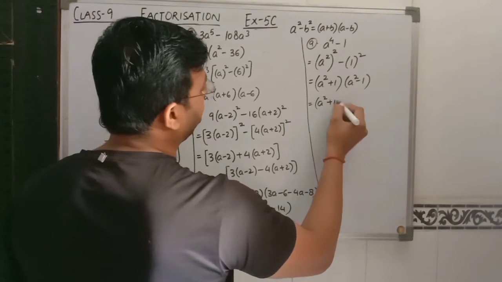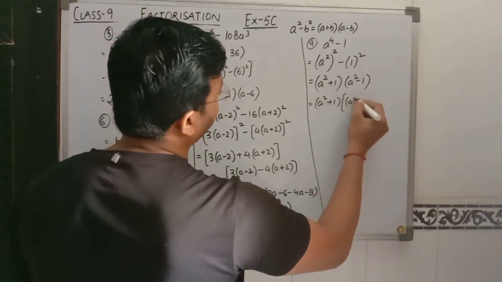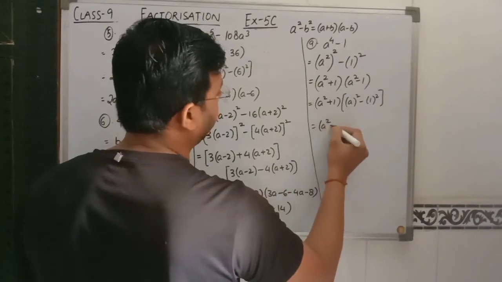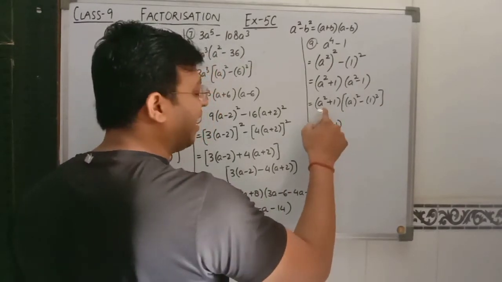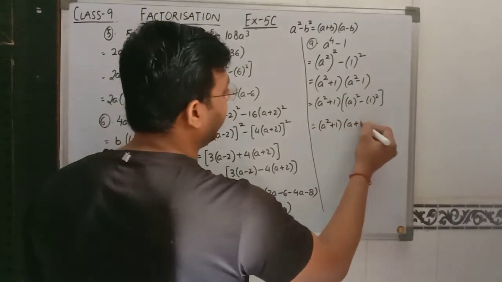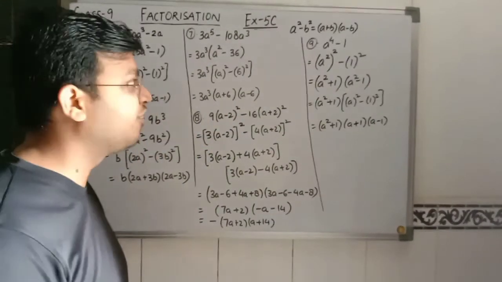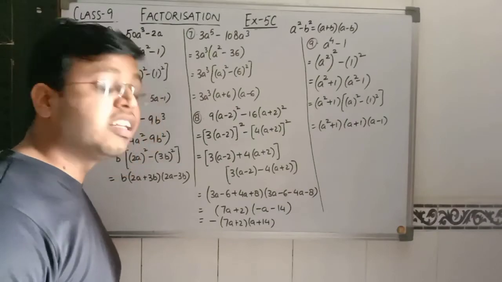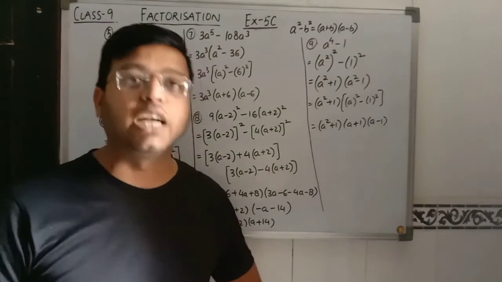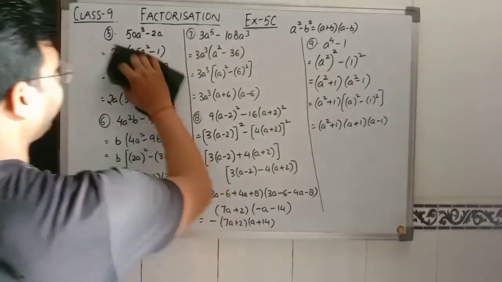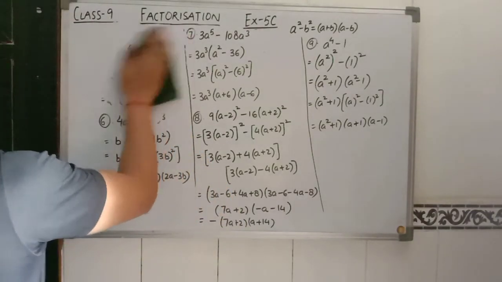So a square plus 1, this can be written as a whole square and this can be written as 1 square. So a square plus 1 remains the same because no identity can be applied here. But in this, a plus 1 and a minus 1. So these are the final 3 brackets. So in some questions the same identity can be applied 2 times or 3 times also. It depends on the question. So this is the question number 9.